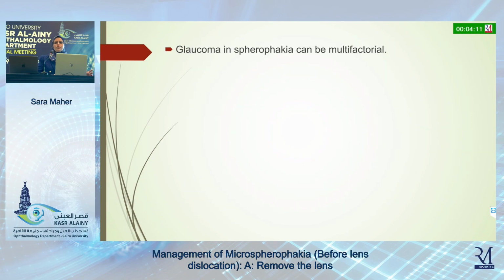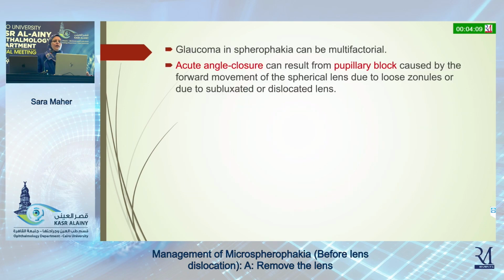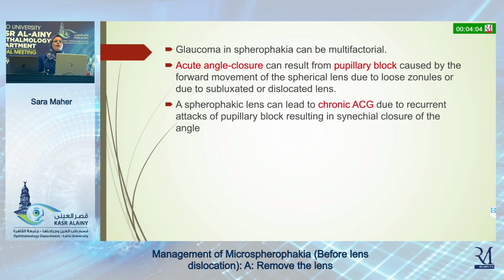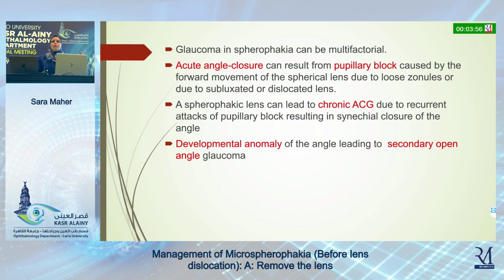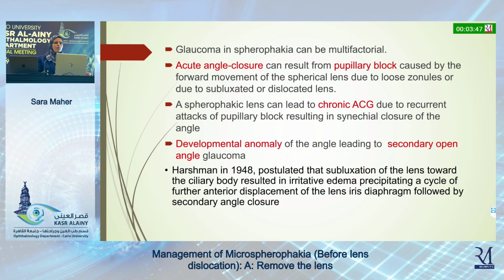So glaucoma in microspherophakia is multifactorial. It can occur as a result of pupillary block, resulting in angle closure glaucoma. The spherophakic lens can have a chronic angle closure due to recurrent attacks of pupillary block, resulting in synechial closure of the angle. The gene responsible for the faulty development of the zonules is also incriminated in trabecular dysgenesis. It may be associated with a developmental anomaly of the angle with secondary open angle glaucoma.